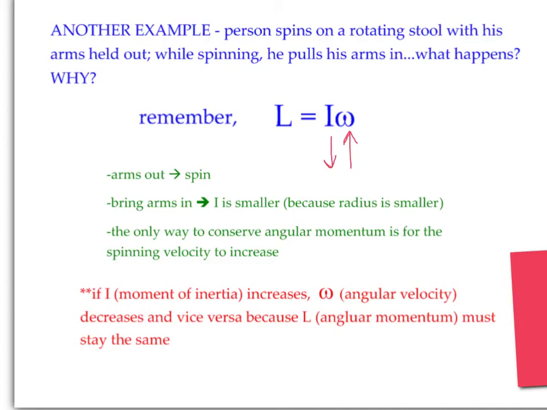So the moment of inertia and the angular velocity will be opposites to each other, because the other side of the equation, the L, has to stay the same. So the moment of inertia is how spread out you are. Whatever it does, bigger or smaller, the angular velocity does the opposite, so you're going to spin faster or slower.